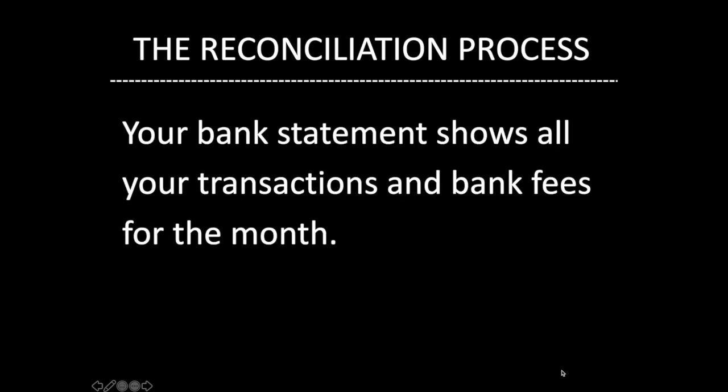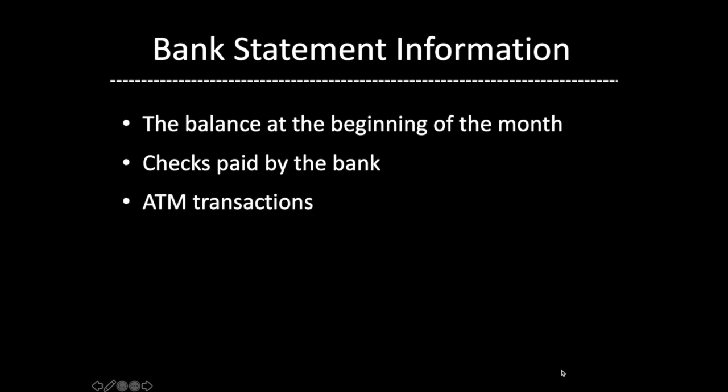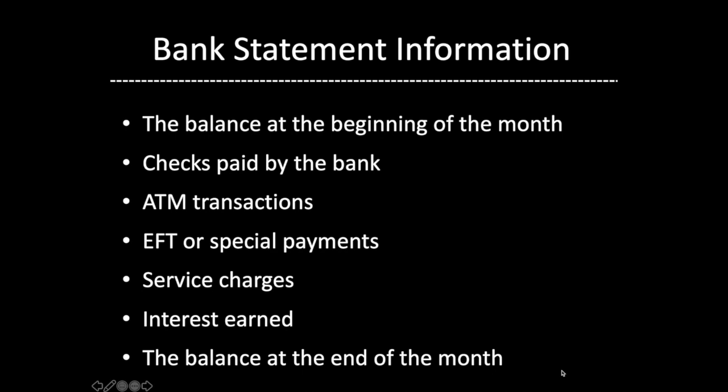Your bank statement shows all of your transactions and bank fees for the month. Some of the things that your bank statement will show you are the balance at the beginning of the month, all of the checks that you have paid during the month that have returned to the bank, any ATM transactions, EFT or electronic fund transfers, or your special payments that you have set up through your bank, any service charges that are attached to your checking account, and if you had enough money in your account to earn some interest. The last thing it'll show you is the balance at the end of the month, and this is what we have to double check when we do our reconciliation.